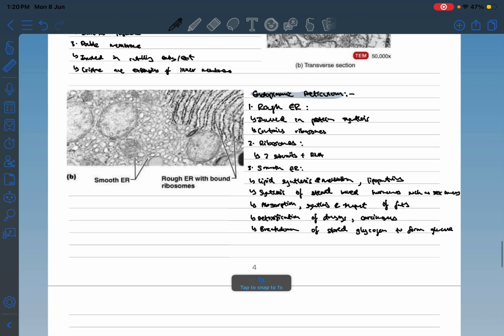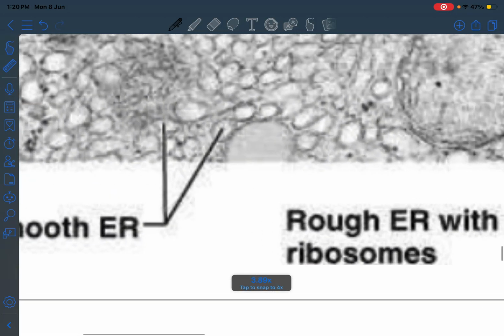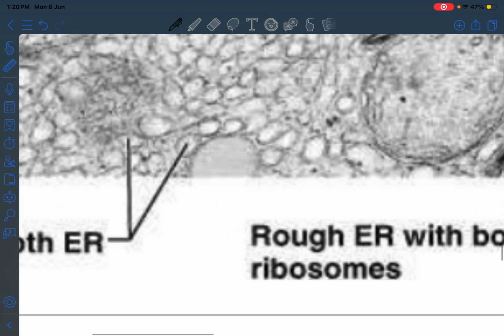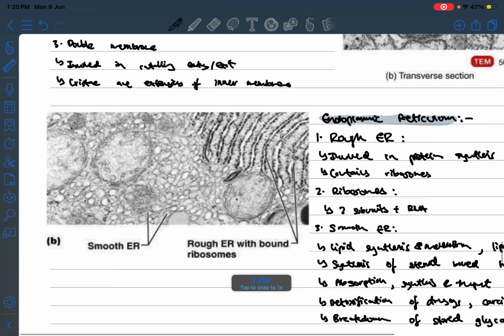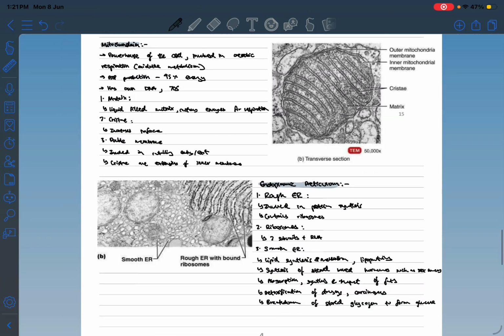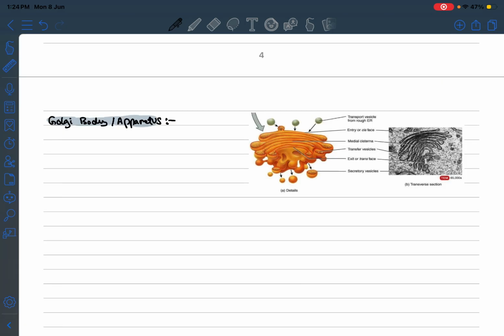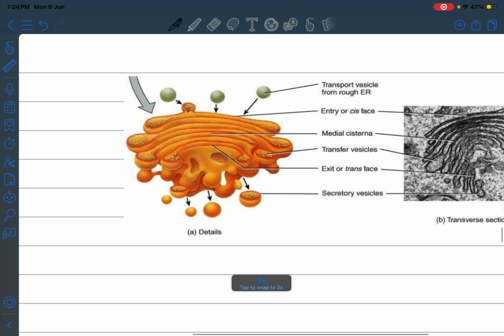So those are the functions of the smooth endoplasmic reticulum, and as you can see, these are the EM visuals of the SER, and then these are the EM visuals of the RER. So that's about it for the endoplasmic reticulums. We'll get back into them in detail later on when we go to specific organs. But that's an overview. Let's now move on to the Golgi apparatus, and then there's two others after that, the lysosomes and peroxisomes, and then we're pretty much done.